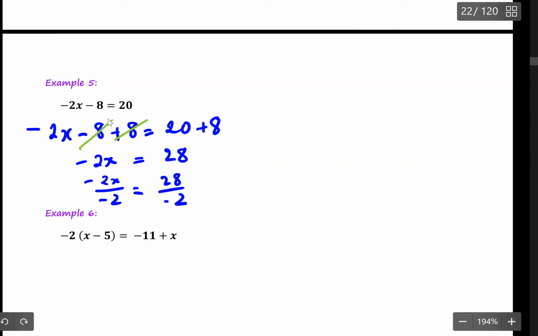Okay. So cancel that as well. I end up with x equal to 28 divided by negative 2, which should give me negative 14. Again, it's a good idea to check. Here's how we do the check.